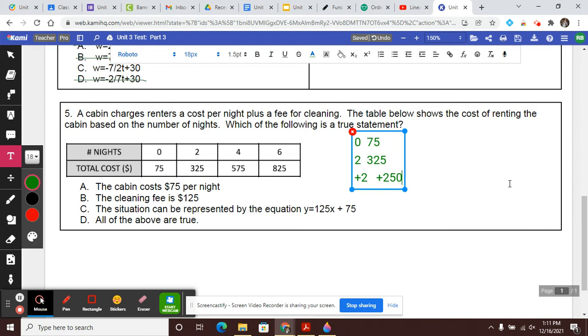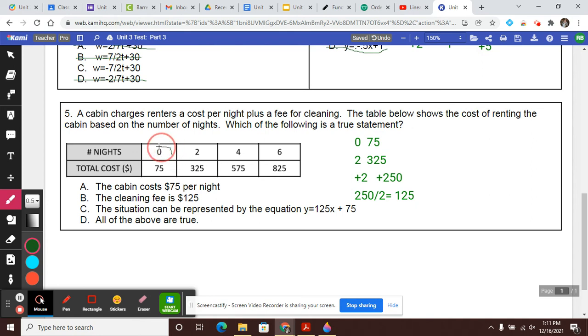Okay. Then I do 250 divided by 2 and I'm going to get a slope of 125. So that's my slope. That's how much I'm charged per night. We can tell that it's a per night charge. So then I look for my y-intercept. Well, my y-intercept is where x equals 0. Well, if x equals 0 and I'm like, oh, I'm going to cancel, I still have to pay that cleaning fee of $75.